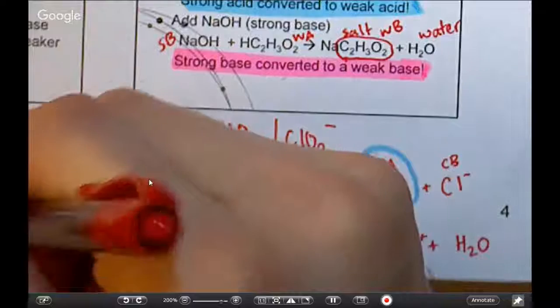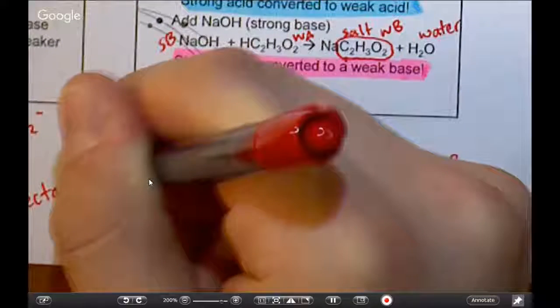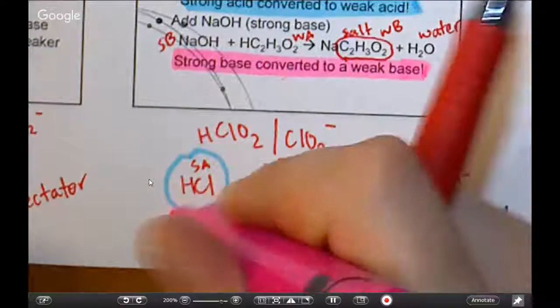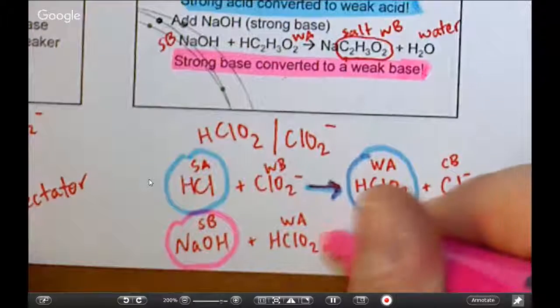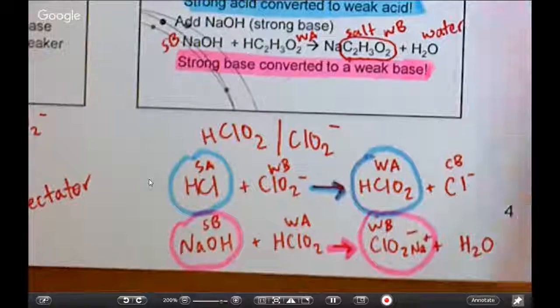Okay, so that's a spectator ion. That's what sodium is here. So I'll just write this spectator. Okay, so again, we take our strong base, sodium hydroxide, and we convert it into a weak base, therefore minimizing its impact, and it won't affect pH very much.